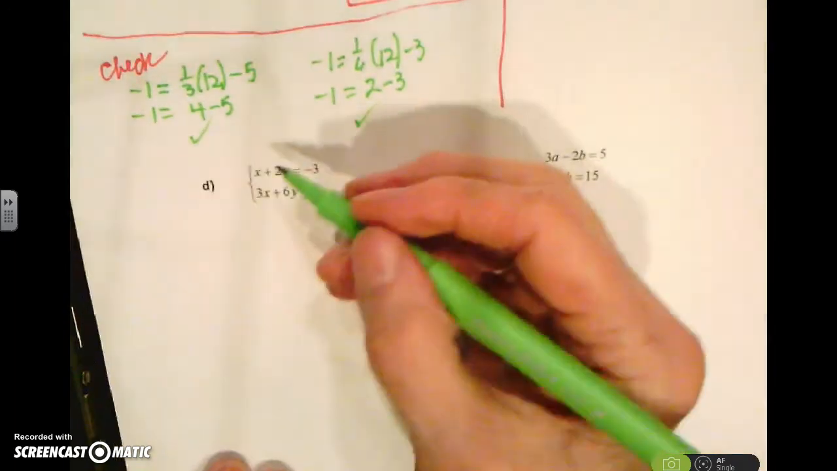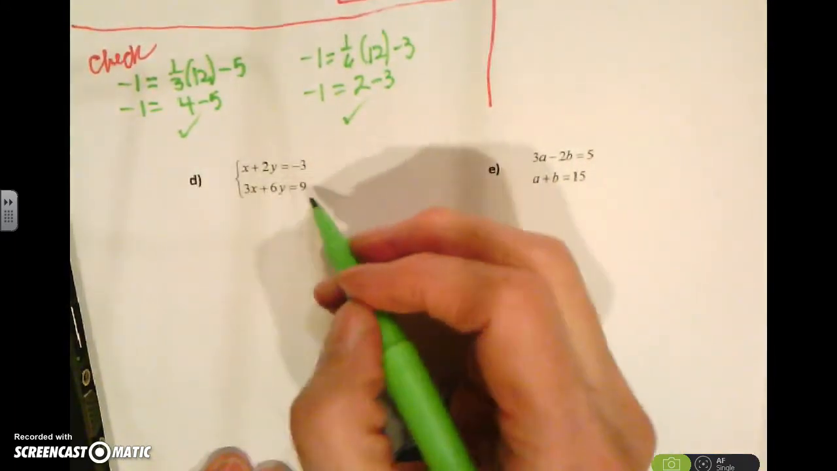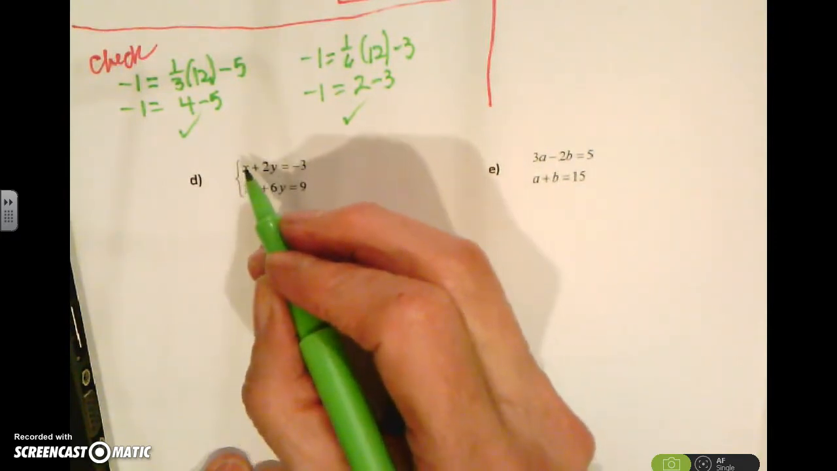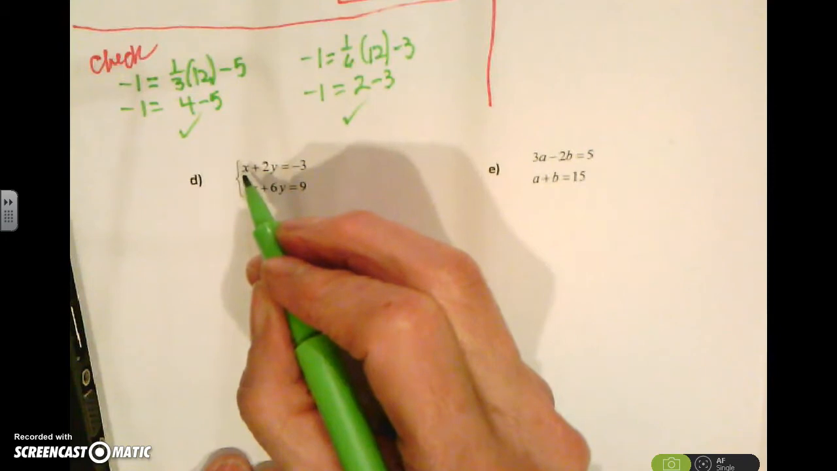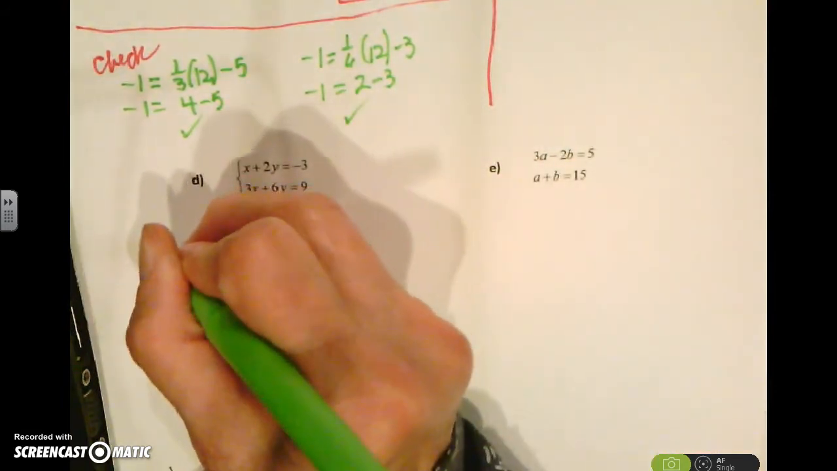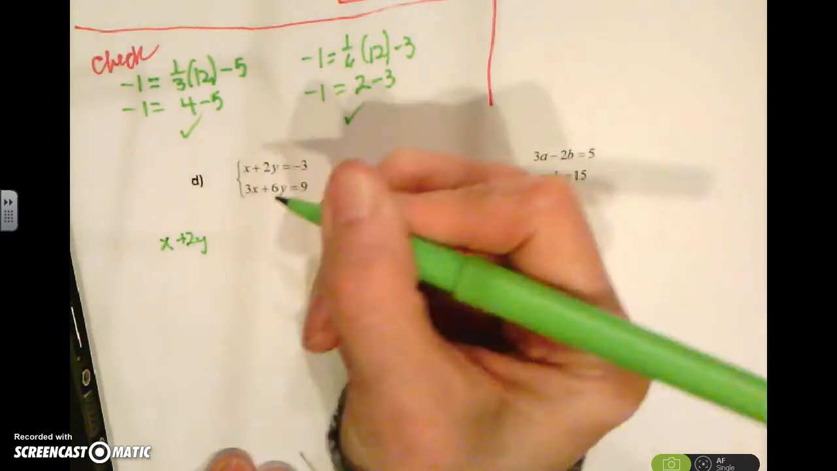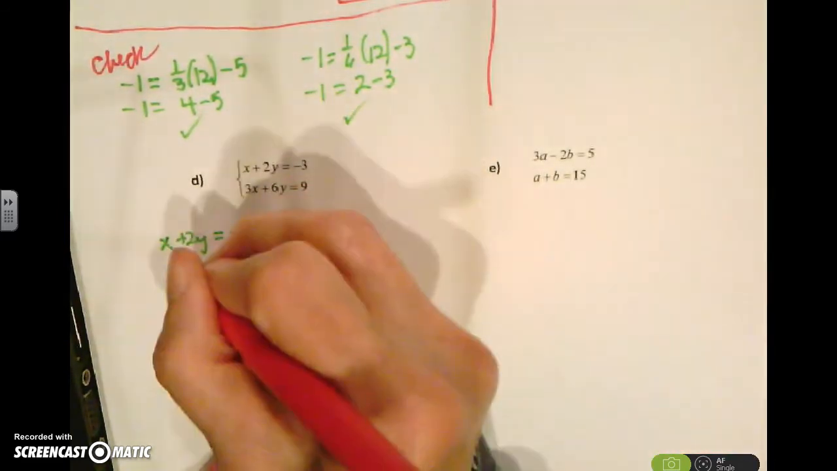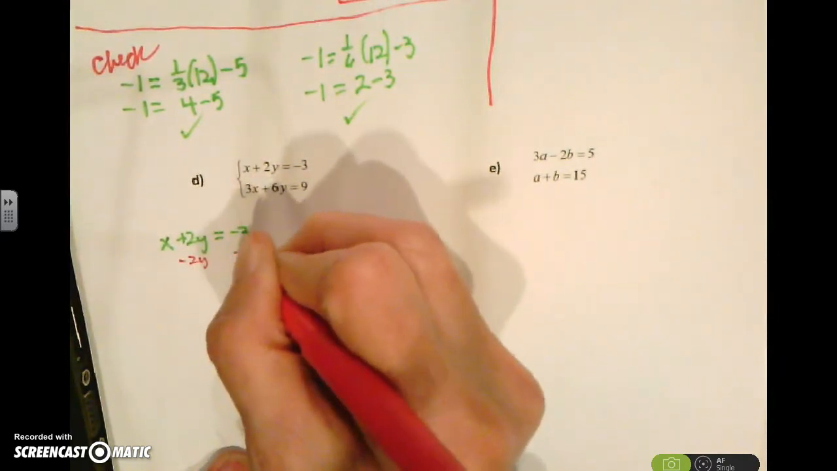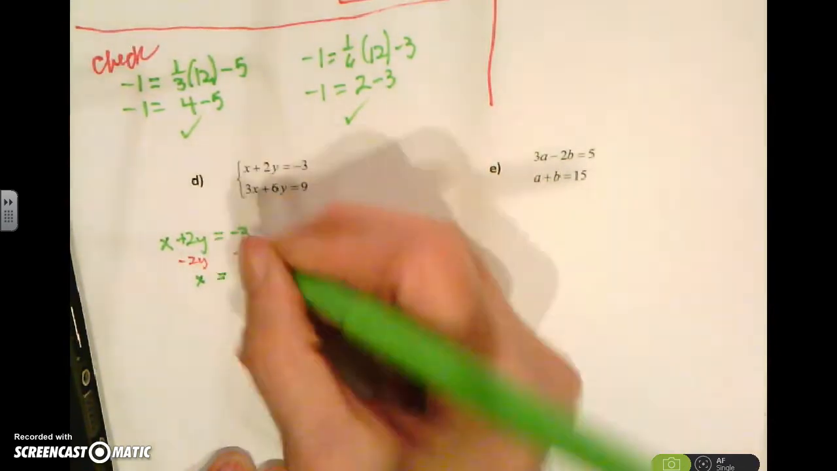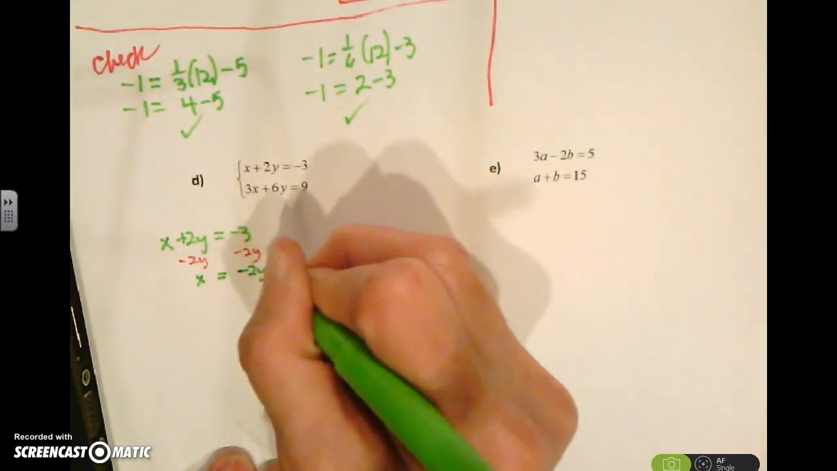All right, so now let's go down to D. On this one, again, it's not nicely solved anywhere. So I'm going to search through here for the variable that does not have a coefficient, and I found it right here in this x. So I'm going to begin by solving this first equation for x. So I have x plus 2y equals negative 3. I'm going to subtract 2y from both sides so that I have the x isolated on the left. So x now is equal to negative 2y minus 3.